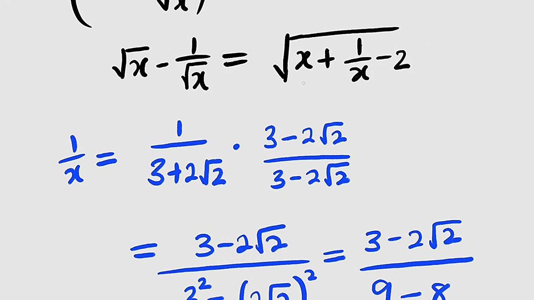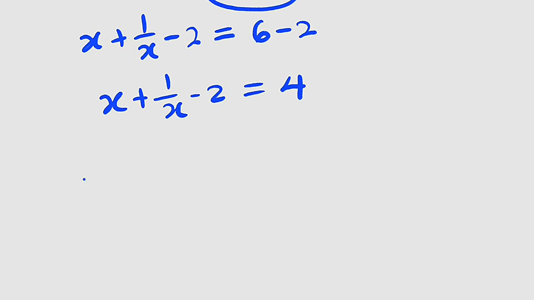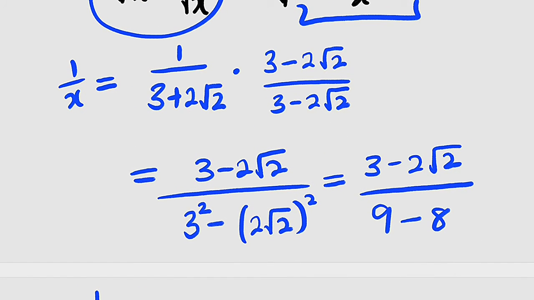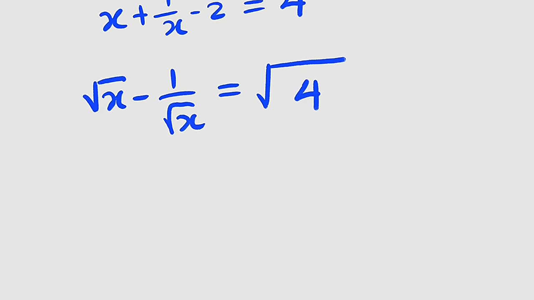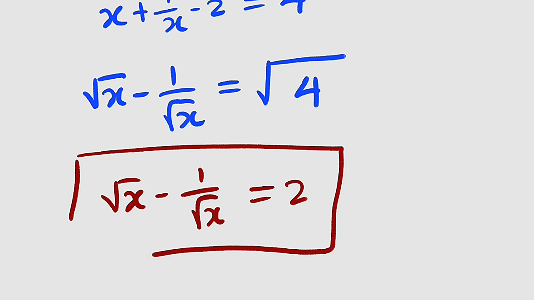It implies that the whole of this is equal to 4. Therefore, this that we are looking for, the square root of x minus 1 divided by the square root of x, is equal to the square root of what we have under the square root, which is 4. The square root of 4 is 2. Finally, the square root of x minus 1 divided by the square root of x is equal to 2, and this is the solution to this problem.